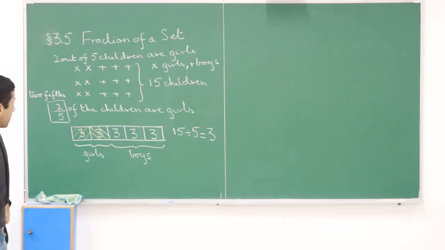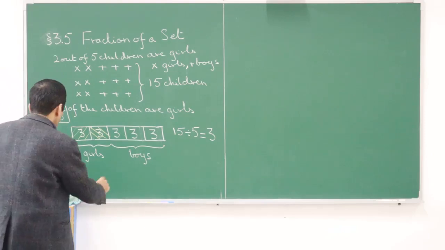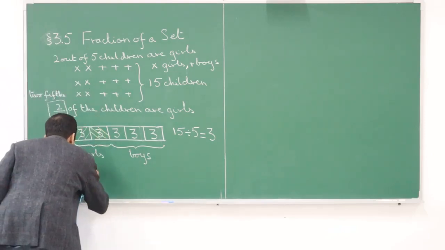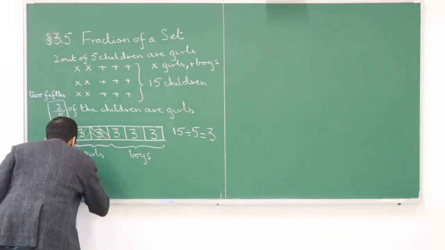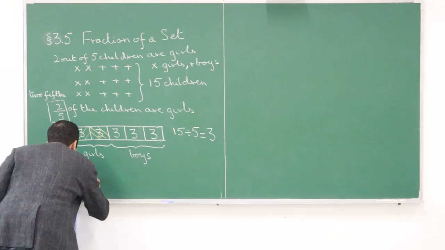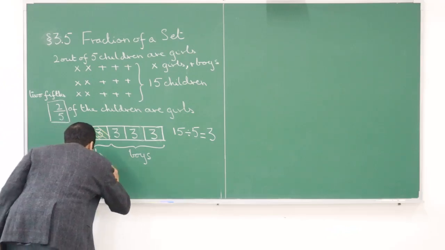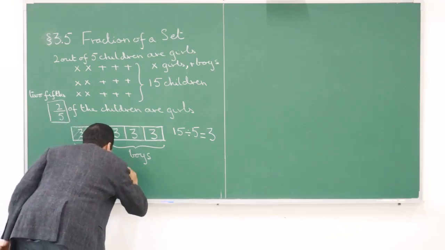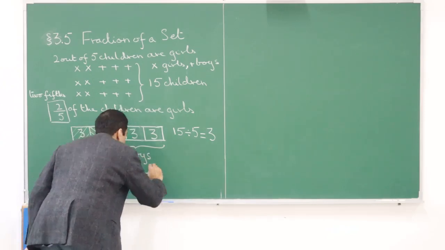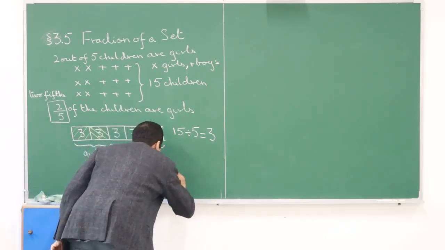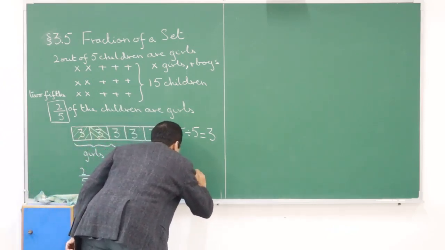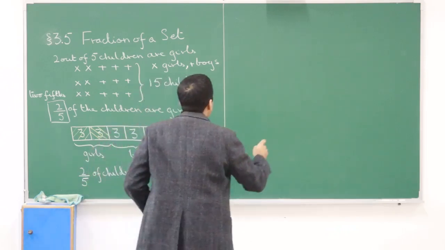So now, we know 2/5 of the children is equal to 6 children, right? We just figured it out. But let's say, how did we calculate it?